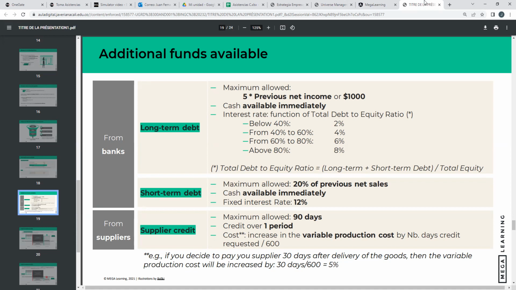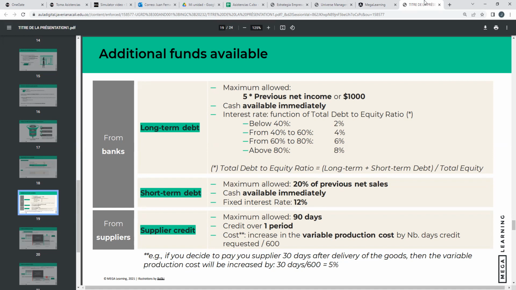But the long-term debt is divided by categories. You can pay only 2% of interest, or you can pay 8% of interest. How can you fit in one of those categories? According to the debt to equity ratio. What the debt to equity ratio is trying to explain is how concentrated you are with the debt.